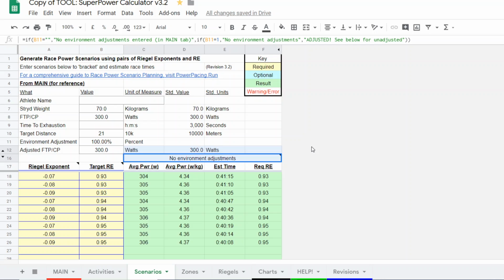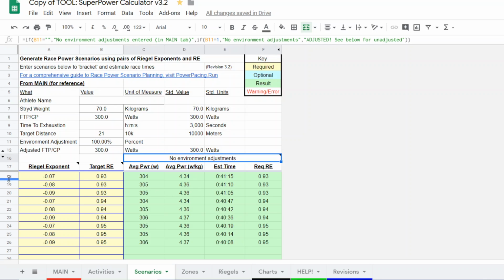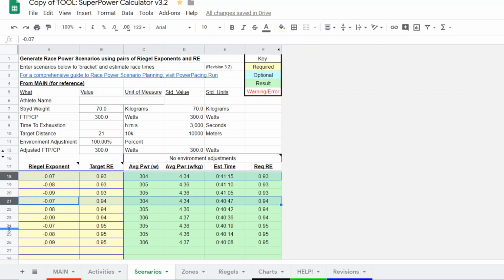Now, where running effectiveness has a bigger effect is on the estimated time. So once again, if I come back here to those 3 identical Riegel exponents, and we have variable running effectiveness for each one, you can see the time spread here is about a minute from the lower running effectiveness to the higher running effectiveness. So the estimated power is not going to change a lot by the running effectiveness that you select, but the outcome time will.